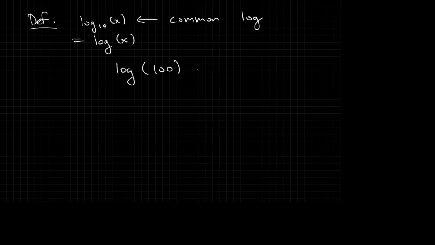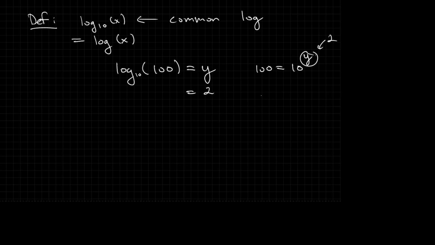And in order to find out what this is by hand, we would set it equal to y and write an exponential form. So since this is base 10, we get 100 is 10 to the y. And so this y here would be 2. And so log base 10 of 100 would be not 10, but 2.